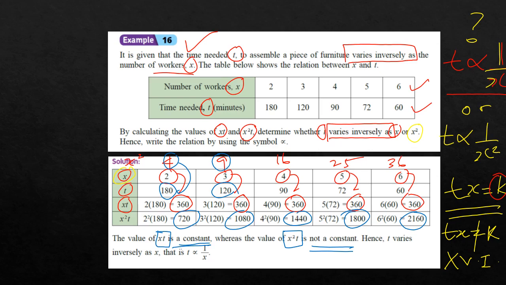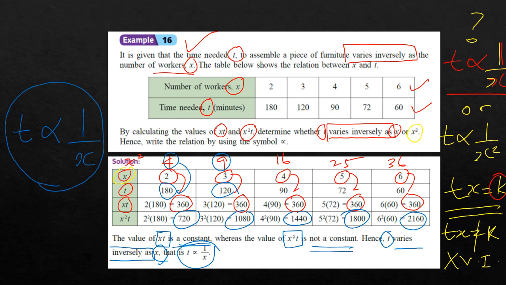Hence, we can say t varies inversely as x. So you can write it as this. T varies inversely as x. So this is the answer.